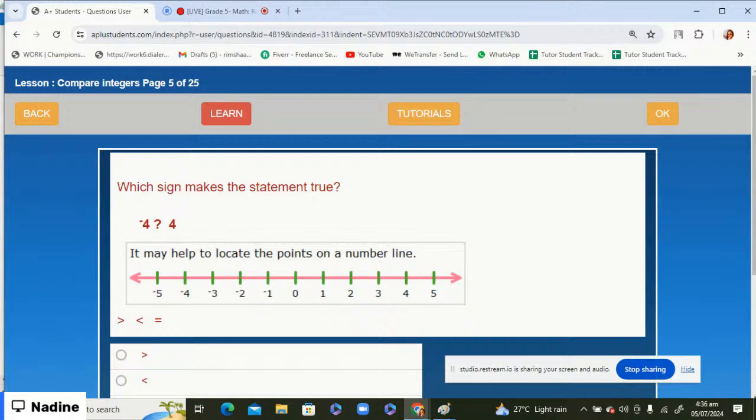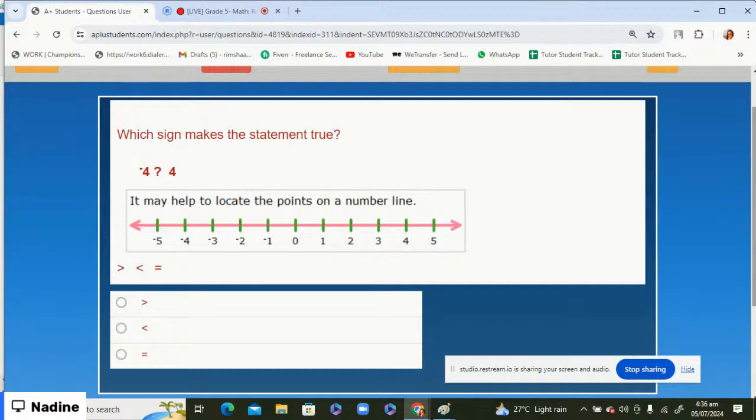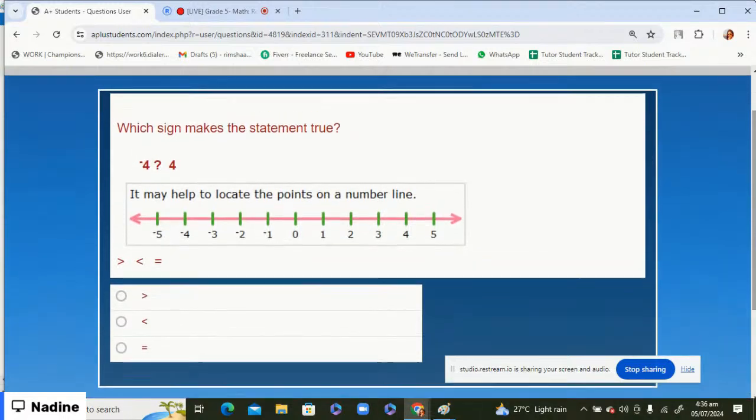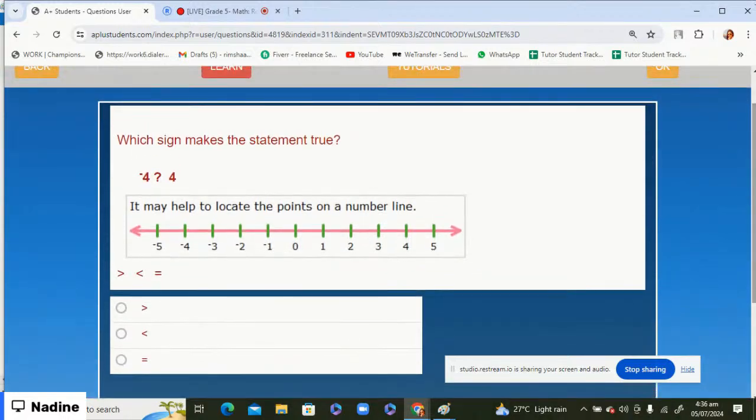Which sign makes the statement true? Minus 4 and 4. Look here. These both are the same. Some students just click in a hurry. They just click the equal sign. But when they see there is negative 4 and there is plus 4, negative 4 is basically less as compared to the plus 4.